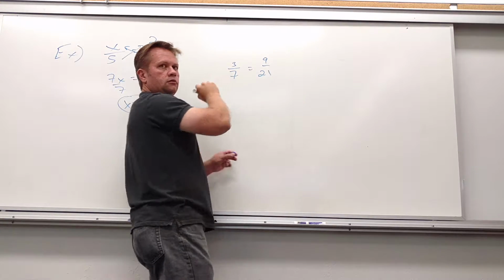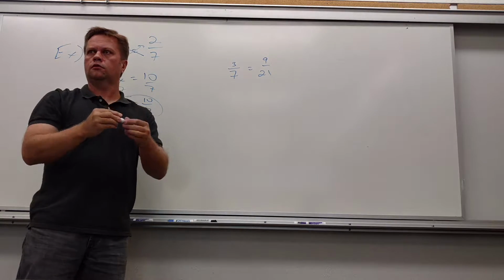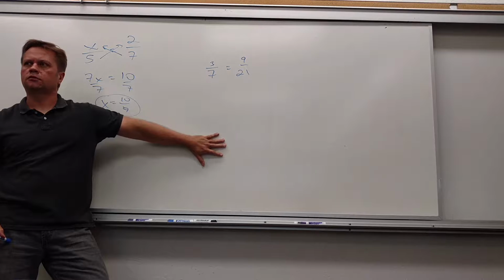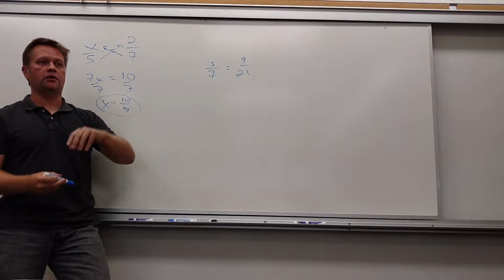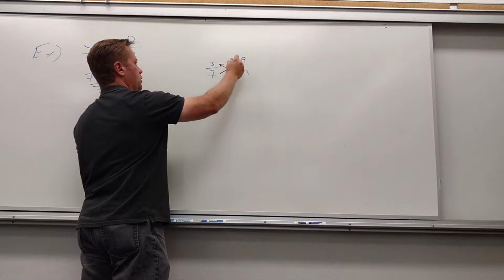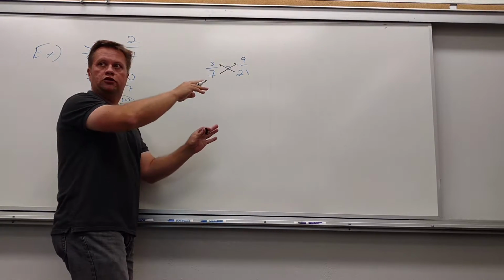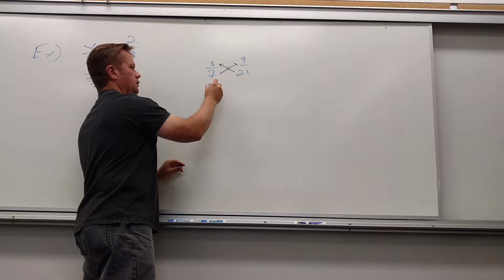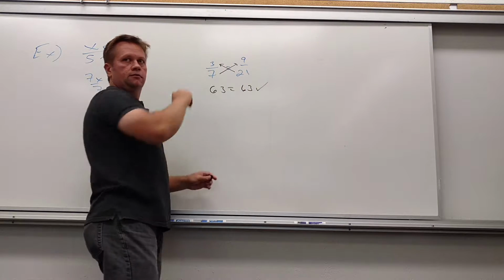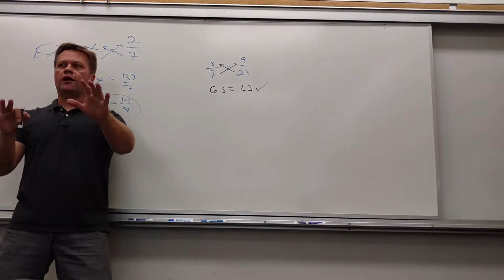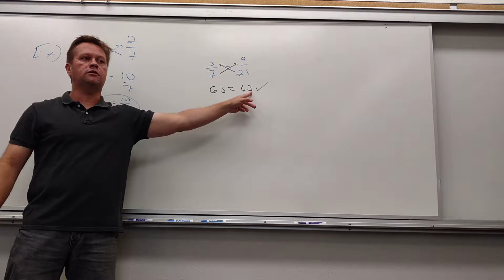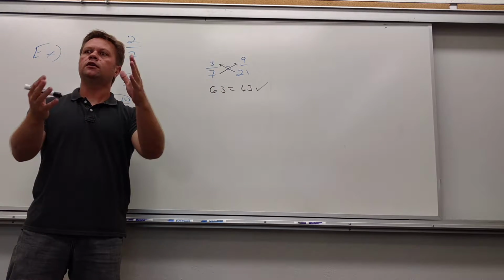Is this true? Is 3/7 equal to 9 over 21? Yes, because you just multiply and divide by 3. So one nice way to check it is: when I cross multiply, do I get a true statement? 3 times 21 is 63. 7 times 9 is 63. Check. So if I didn't know if two fractions were equal, I can set them equal and cross multiply. If those numbers don't come out the same, the fractions are not equal.